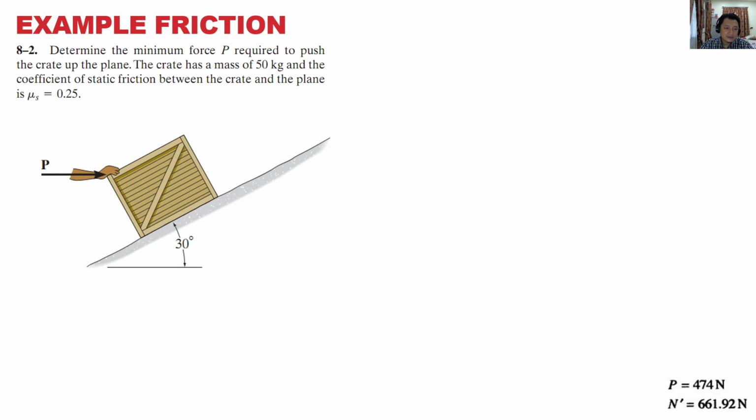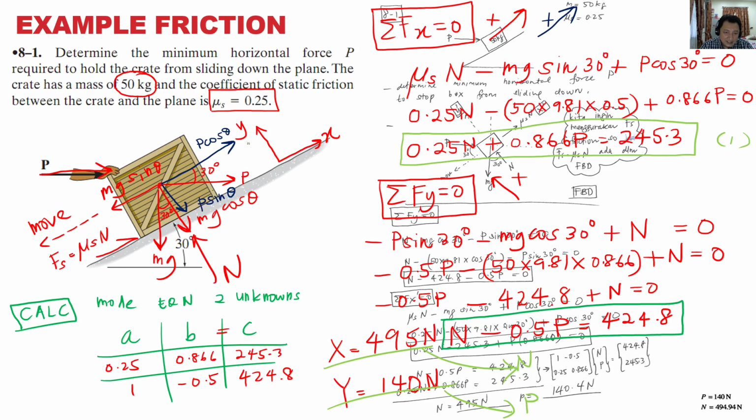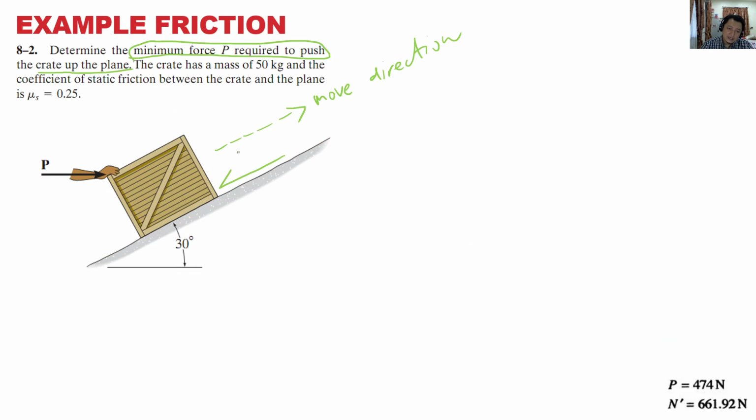This one, I don't think we need to do it. It's the same thing. The only difference is what is the minimum force required to push the crate up the plane. So now the crate is going up. This is the move direction. Everything still remains the same. If it's being pushed up, you're going to get friction in the opposite direction. Remember, just now friction was in this way. Let's check it out. You are trying to move this way.